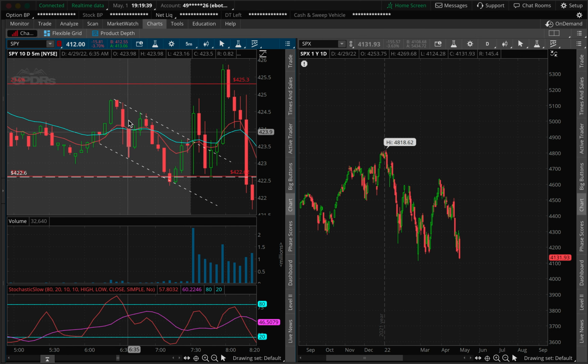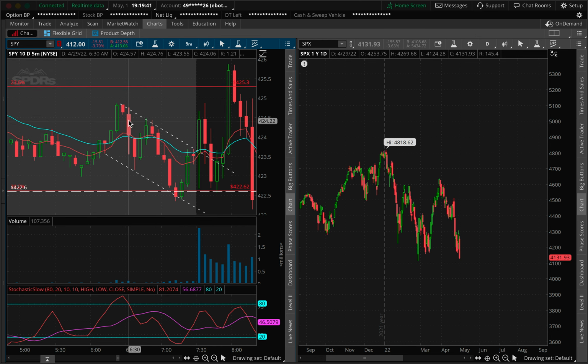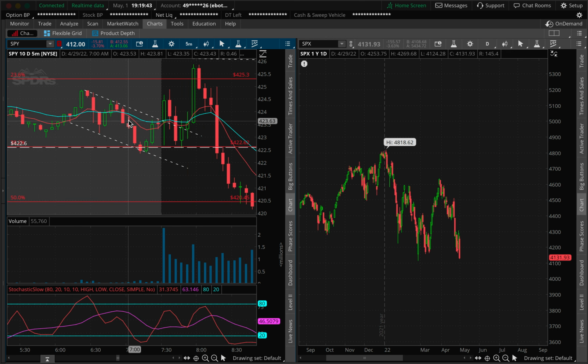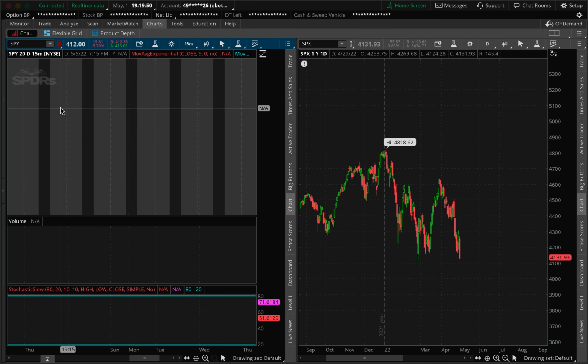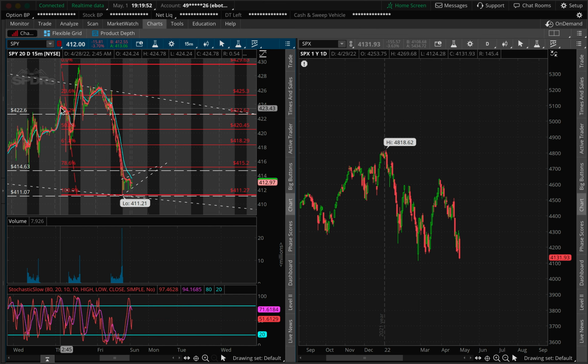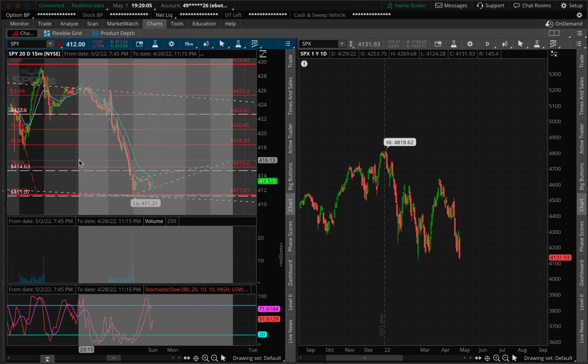So what you want to do is find a pattern on the 5 or even the 15 minute. You find your big patterns on the 1 hour, the 4 hour, or daily, and then you find your intraday scalp trades and your day trades on the 5 and 15 minute. Okay, so do we notice anything on the 15 minute?